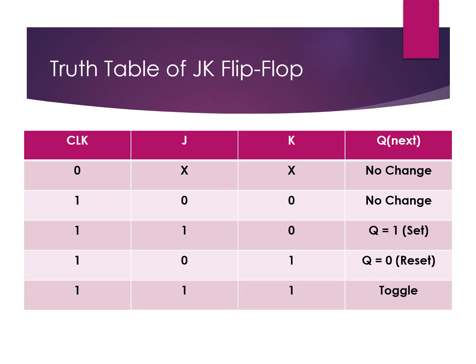Truth table of the JK flip-flop. When clock equals 1, J equals 1, K equals 0, then set. When J equals 0, K equals 1, then reset. When J equals K equals 1, then toggle. When both J and K equal 0, no change. This makes it very useful in counters and memory systems.